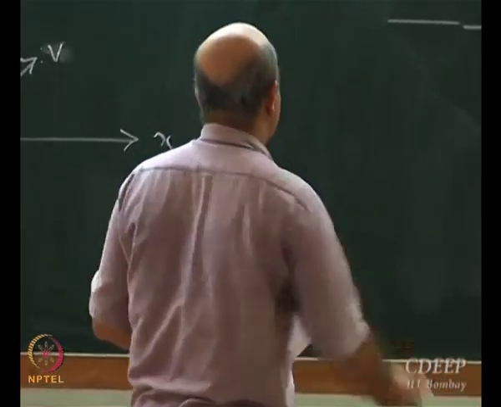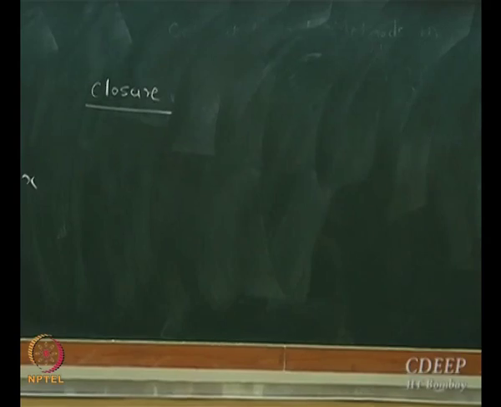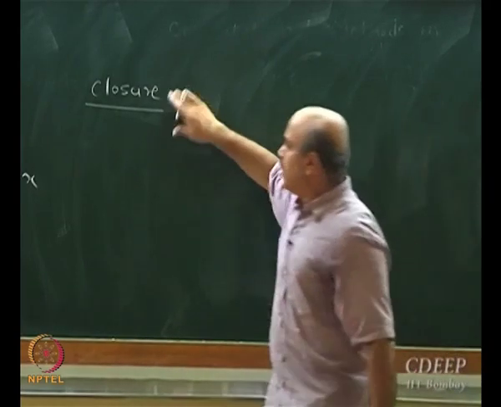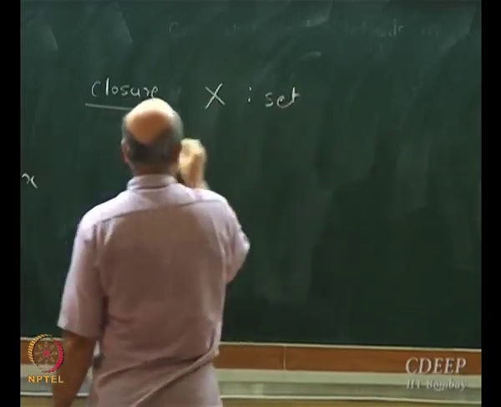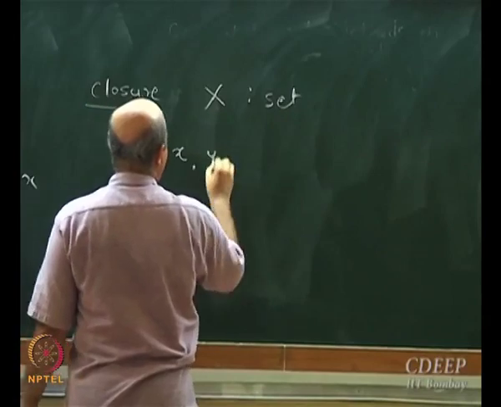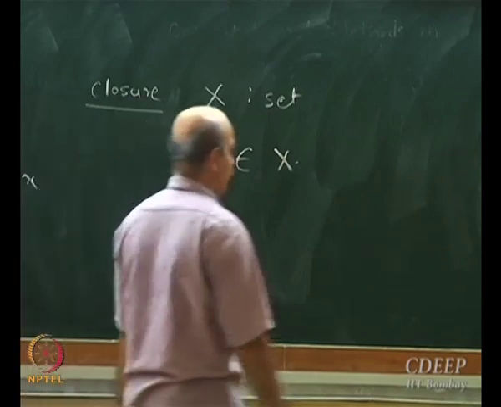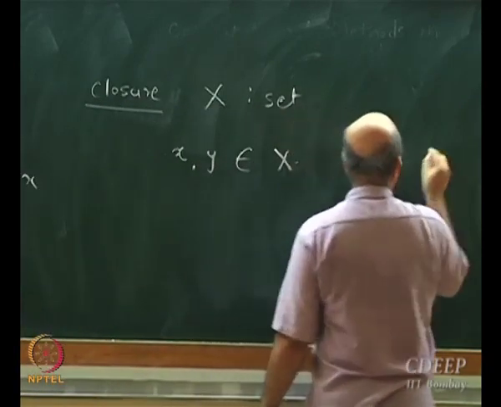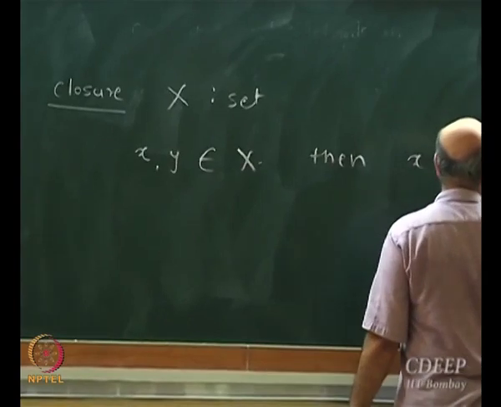So now let's begin with the concept of closure. A closure of a particular set for an operation is defined as follows: let X be a set, and let there be any two elements, say x and y, belonging to set X. Then x operation y also belongs to the set X.